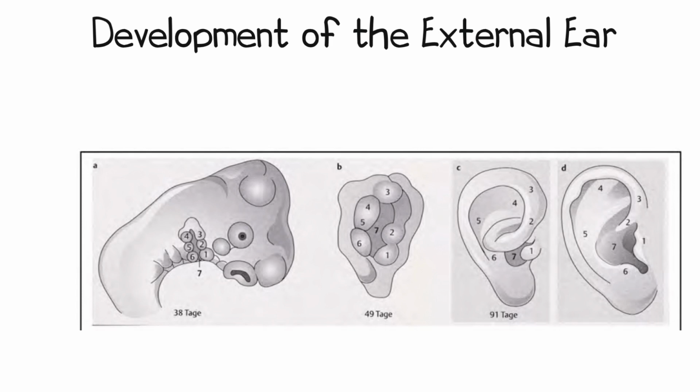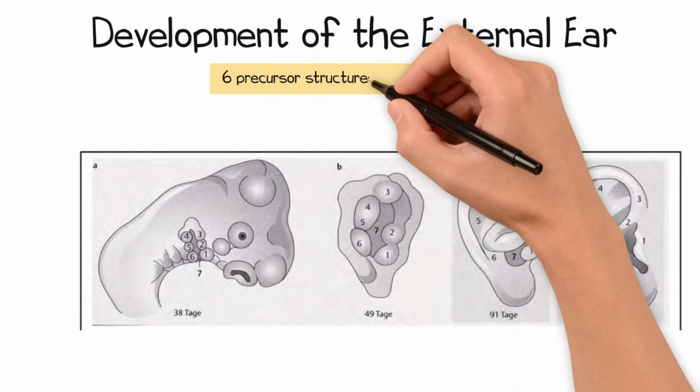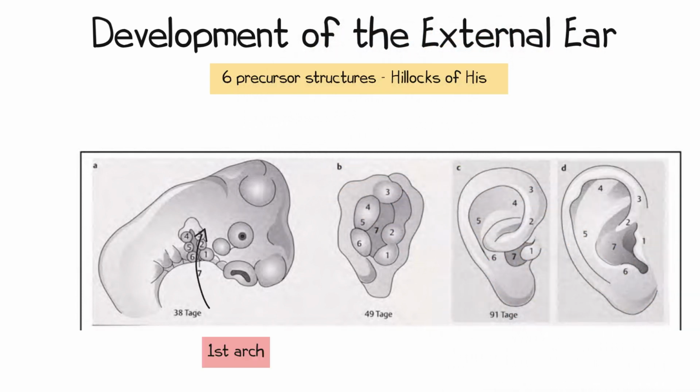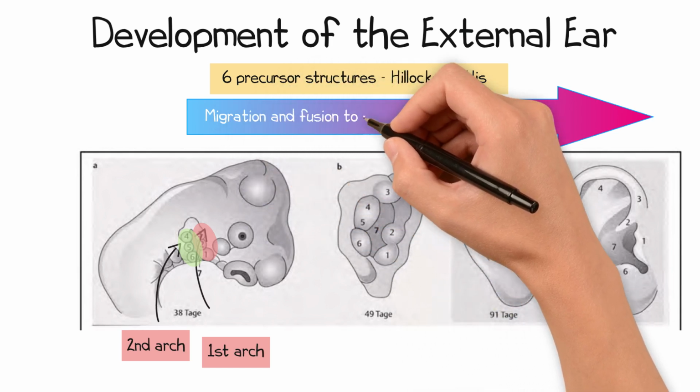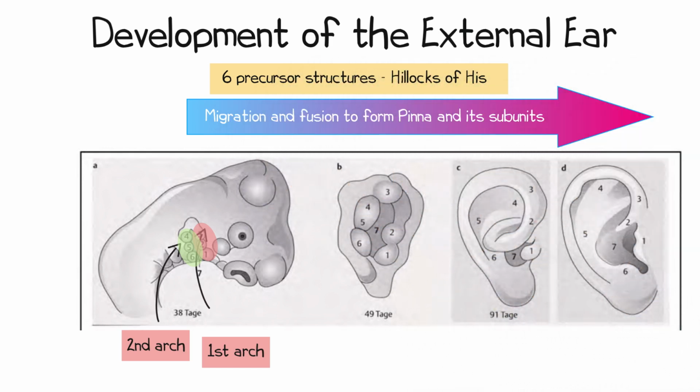The external ear develops from 6 precursor structures, known as the hillocks of His, which arise from the first and second branchial arches. The first arch contributes the first 3 hillocks, and the second arch forms the final 3. These hillocks undergo a complex process of migration and fusion to form the pinna and its subunits. When this development is disrupted, the normal formation and positioning of the ear may be affected, resulting in Microtia.